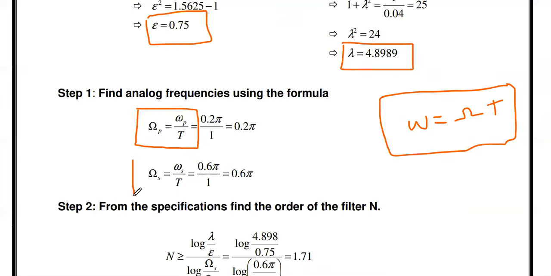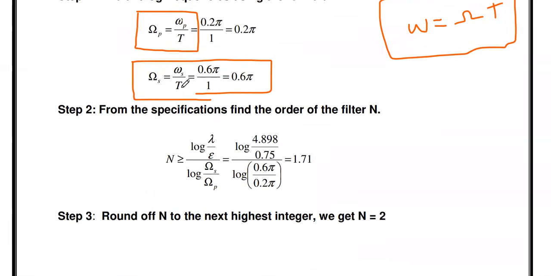Similarly, the stop band analog frequency is equal to omega s divided by T. So we can get 0.65. So here, if T equal to 1, the analog frequency and the digital frequency are both the same. If T is different, we can get a different analog frequency. So this is the first and foremost step you just remember.